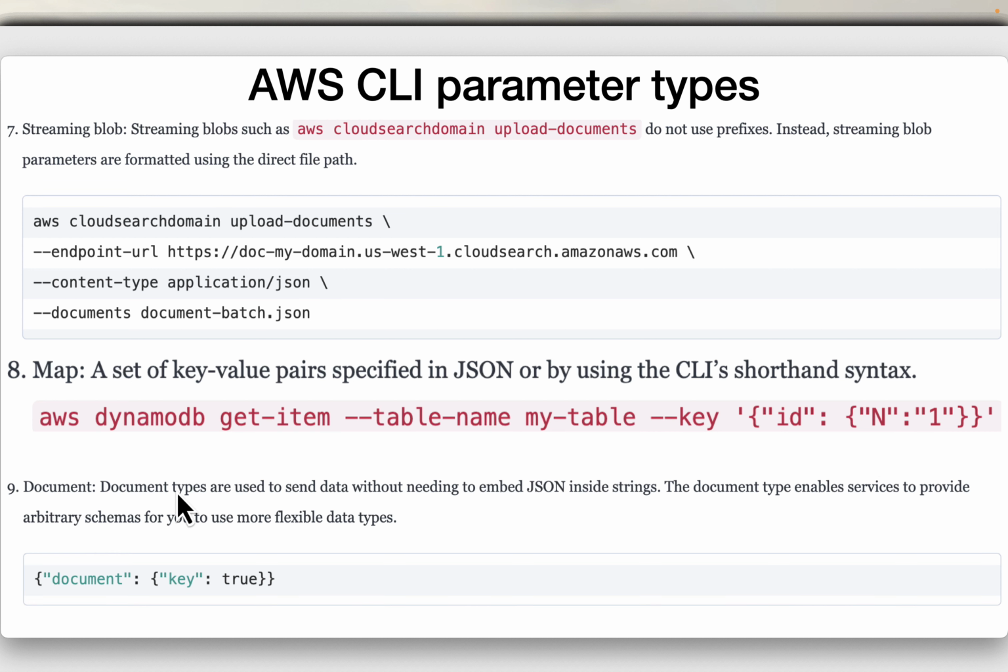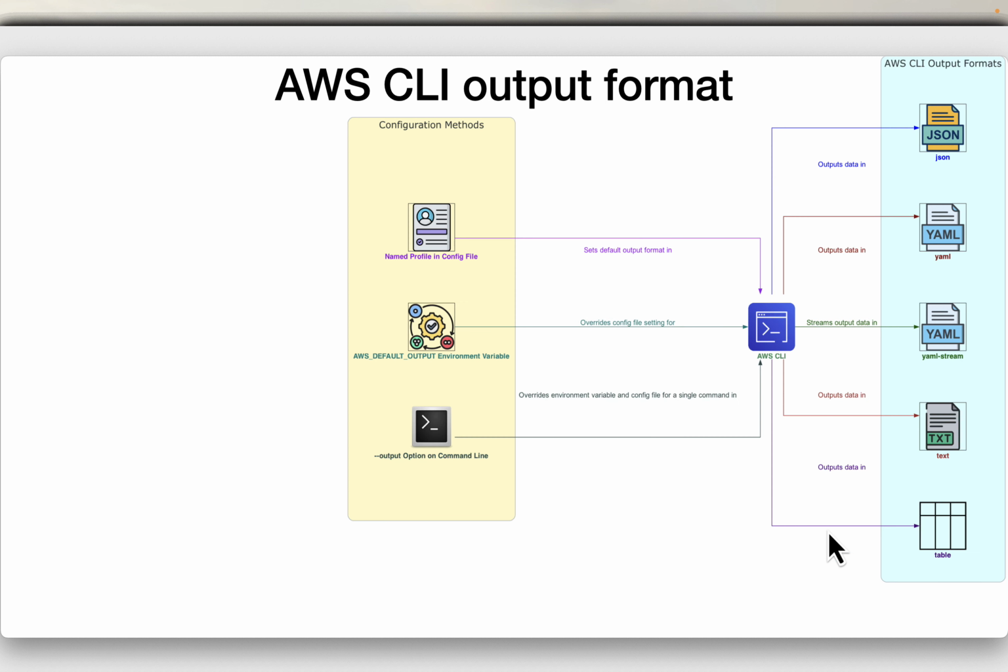And then you have a document. Document types are used to send data without needing to embed JSON inside strings. The document type enables services to provide arbitrary schema for you to use more flexible data types. So this is like a document. This has a keyword document, and then the structure. This is not JSON, because this is also JSON, but it has a more flexible type. In certain cases this is also used, but it's used less, though some services still use this particular syntax. Okay, now coming to AWS CLI output format.